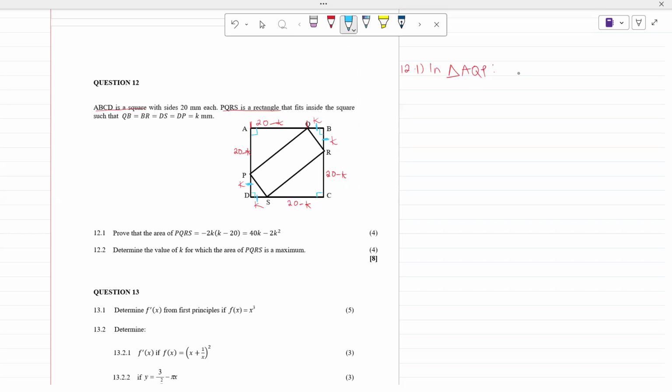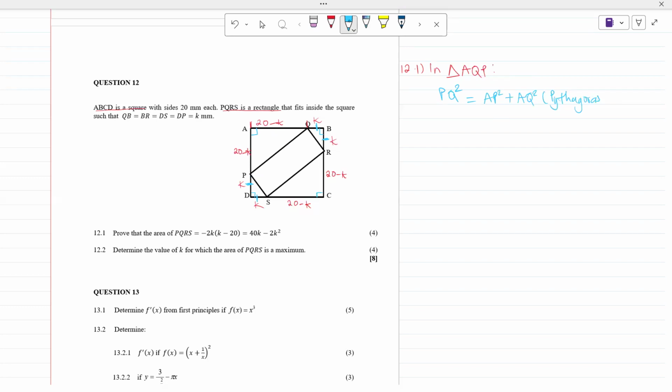Then I can apply Pythagoras theorem to compute the length of PQ. So I'm going to say PQ squared is going to be equal to AP squared plus AQ squared. Then I'm going to give the reason there. This is Pythagoras theorem. That is the reason.